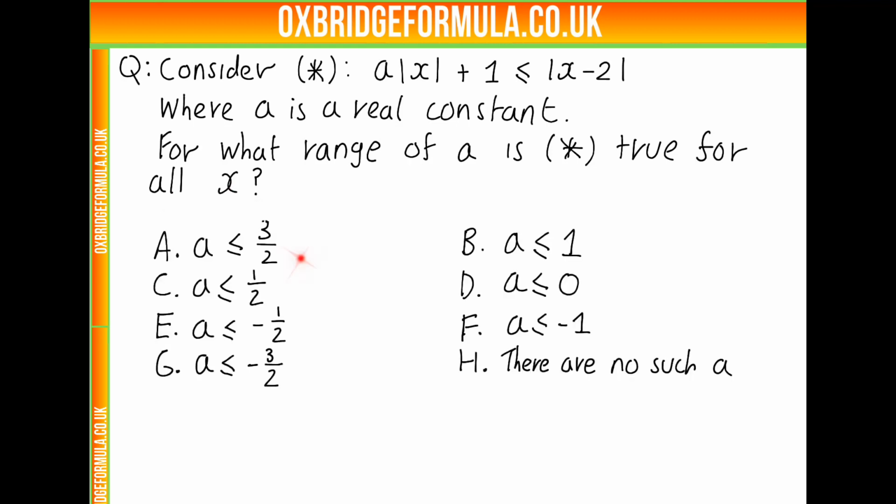We're given 8 possible answers, 7 of them being, as expected, ranges of a, and the last one being that there is no such a to make star true for all x.